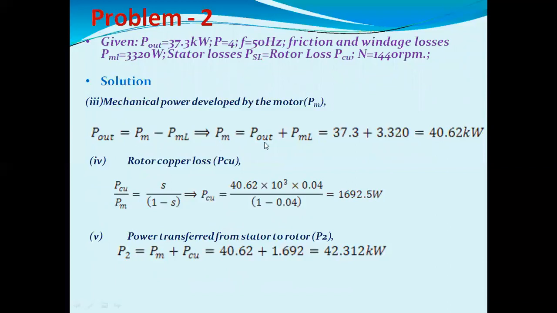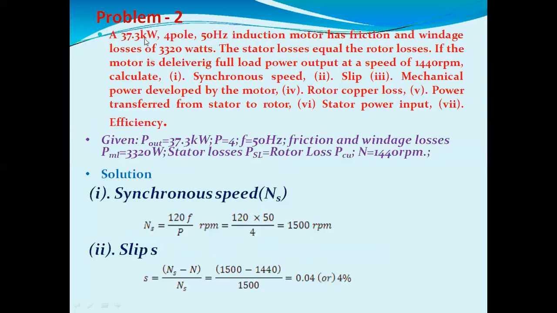So mechanical power Pm is P out plus PML. I have already told that any data that is given in a problem, when a power is given, it is the output power. So 37.3 kilowatt means the output power of that motor is 37.3 kilowatt.